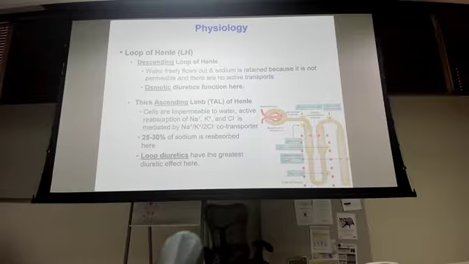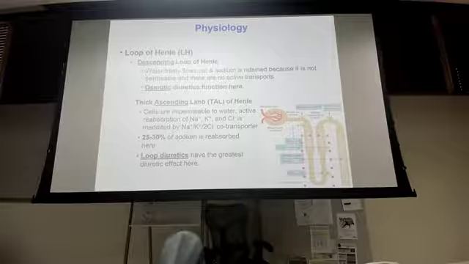So the thick ascending limb, 25 to 30% of filtered sodium is reabsorbed here into the blood, reabsorption. So that's why loops are really strong. That's why they're powerful diuretics. Blocking sodium here is going to really inhibit the ability to concentrate urine.